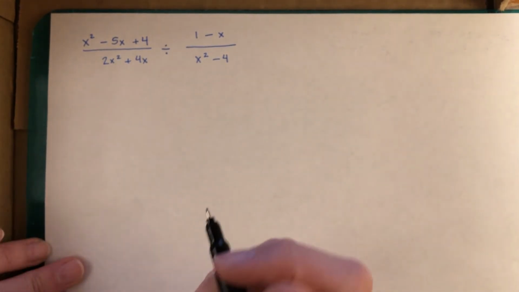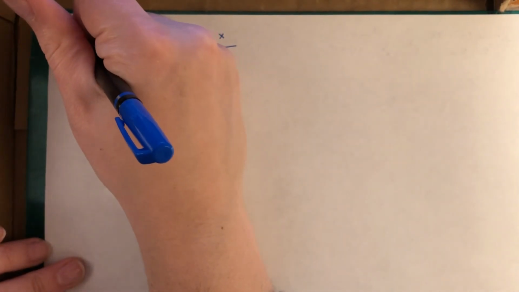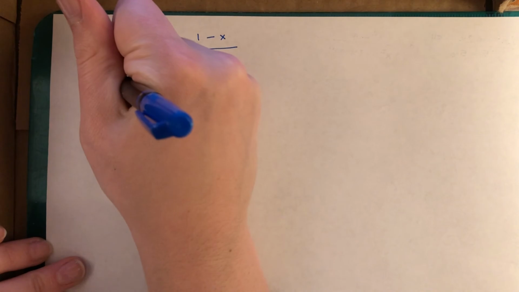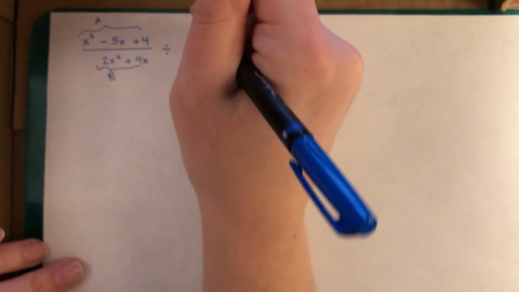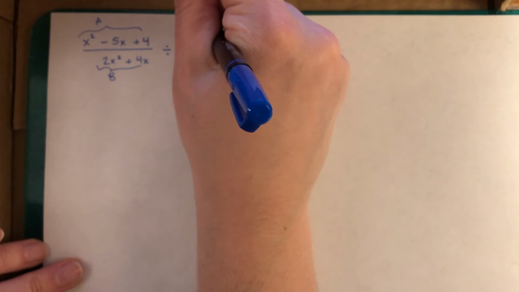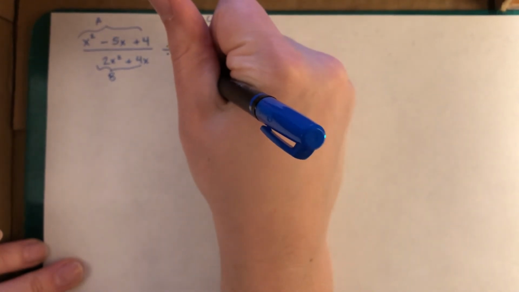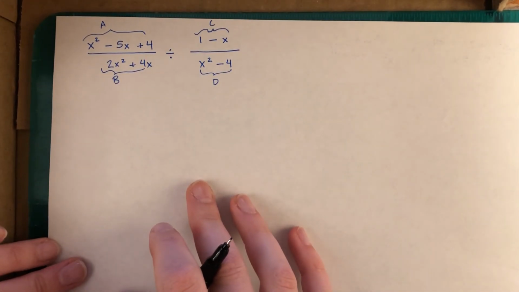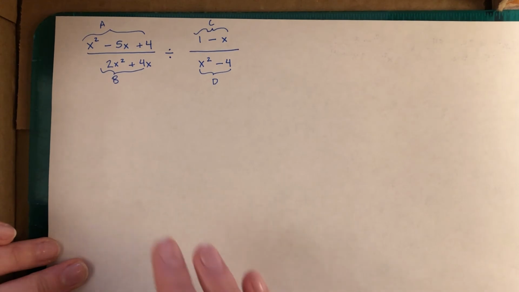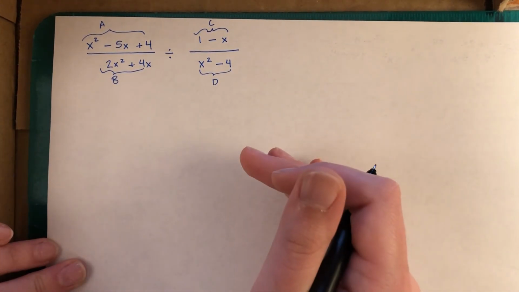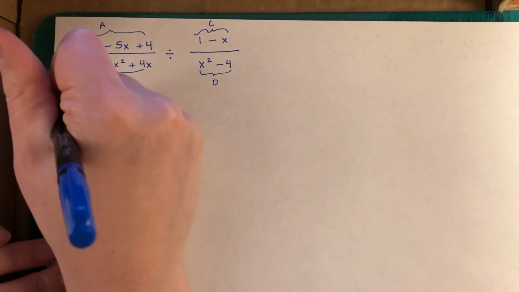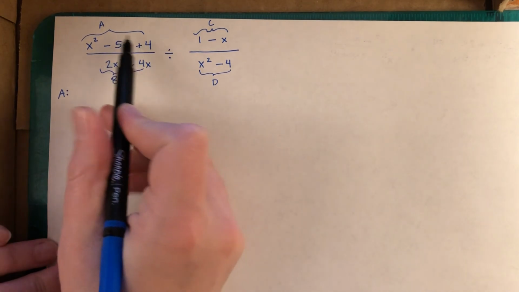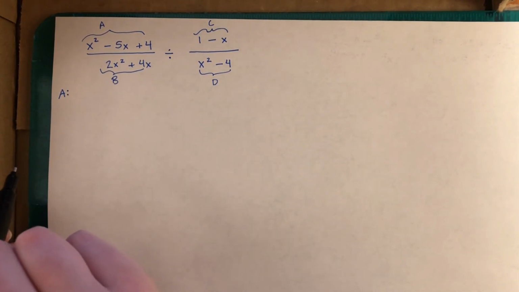And when I've got a lot to deal with like this, I kind of like to label the parts that I'm working on. Something like A, B, C, D, or maybe I'll use Roman numerals 1, 2, 3, and 4. Just so that I can deal with one part at a time without getting confused, and so that when I go back to putting everything together, I can easily tell where everything goes. So I'm going to deal with A first, and this is the numerator of the first fraction here.